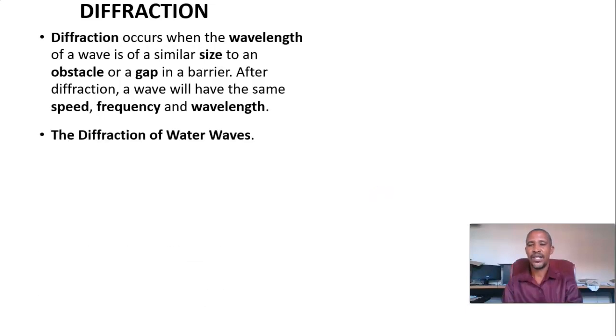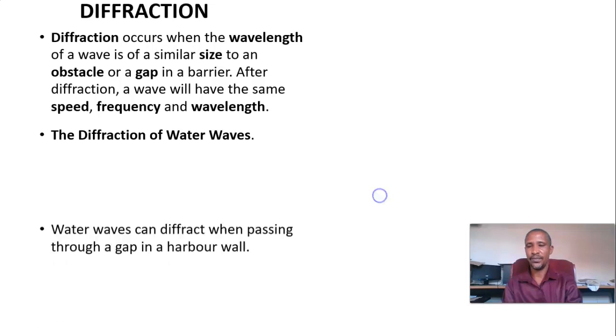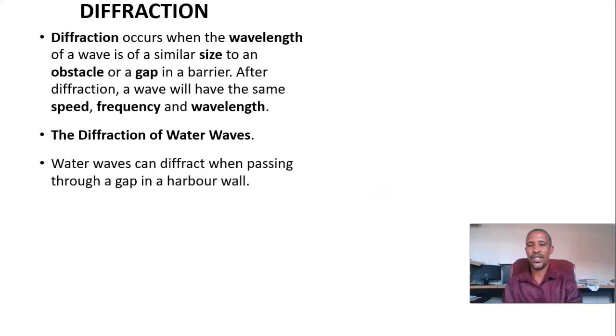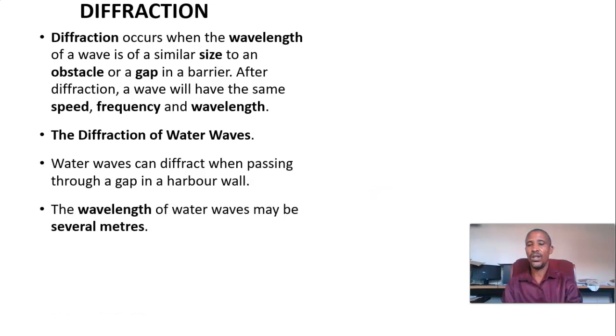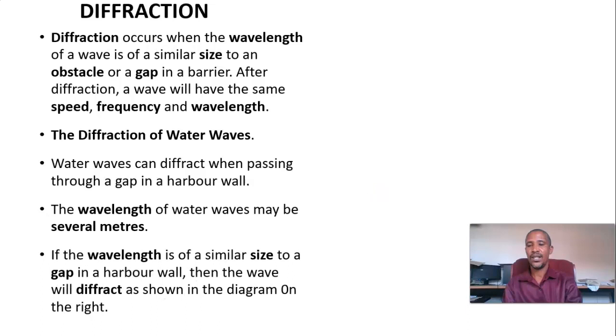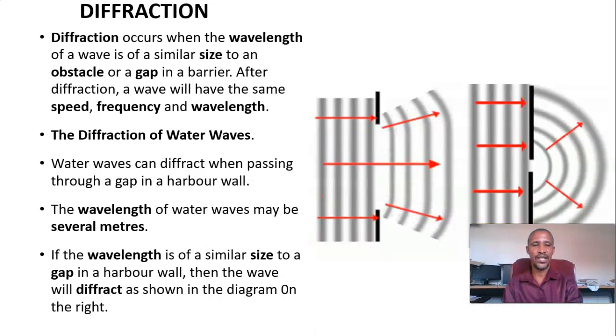And the diffraction of water waves. Water waves can diffract when passing through a gap in a harbor wall. The wavelength of the water waves may be several meters, and if the wavelength is of a similar size to a gap in a harbor wall, then the wave will diffract as shown on the diagram on the right. Now let's look at the diagram.